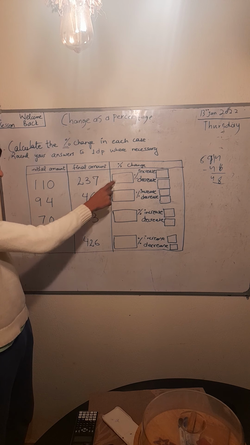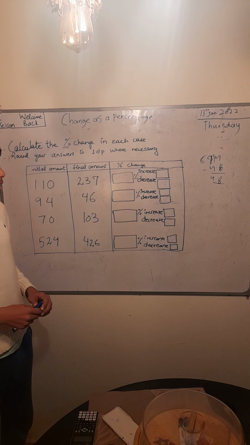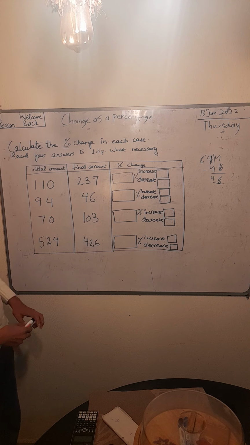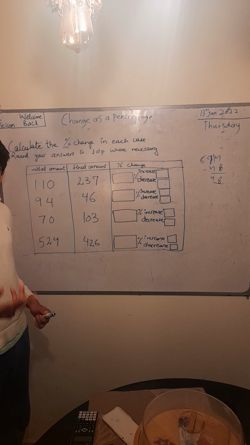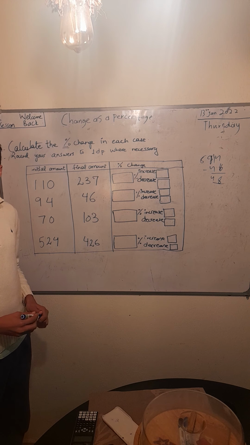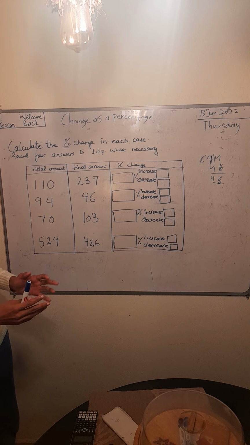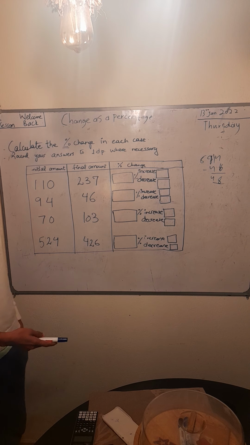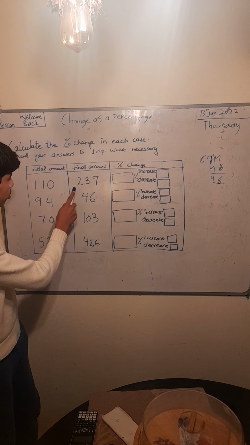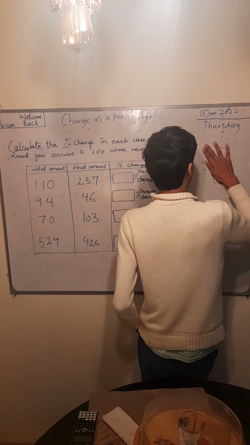Here we will write our answer and we will see if our amount is getting increased or decreased. Alright, so there are three steps. We will go step by step. First step is that we have to subtract initial amount from the final amount, but obviously we cannot subtract a smaller number from a bigger number because it cannot be subtracted. So we will first of all subtract 110 from 237. Let's see what we get.